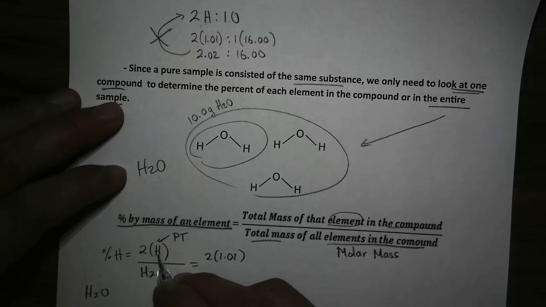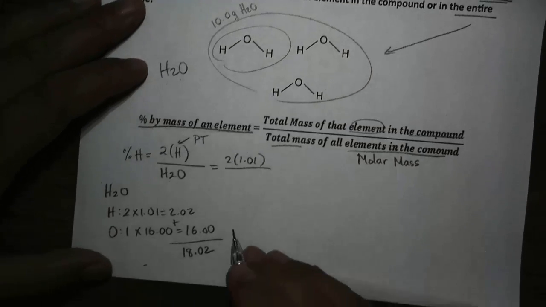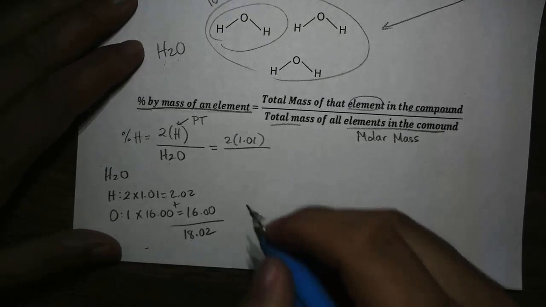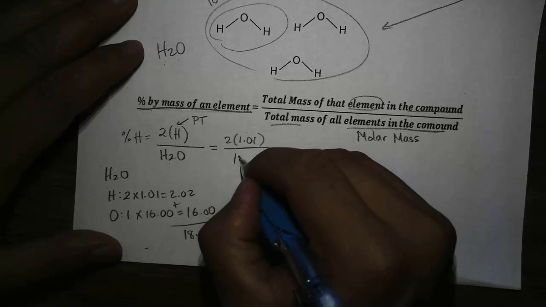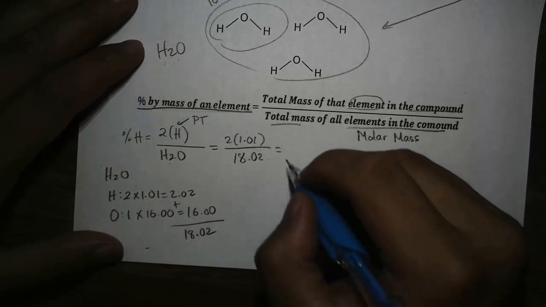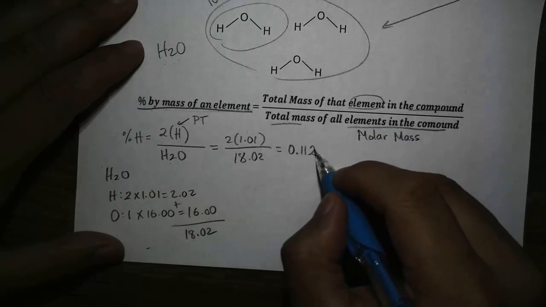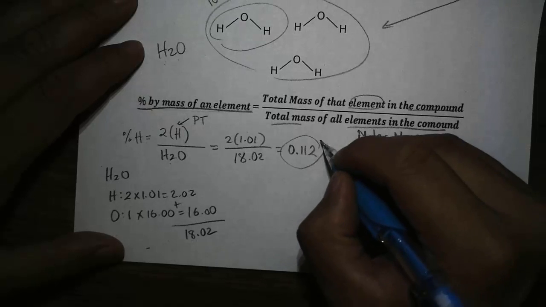So here we would have the chemical formula for H2O, and 2 times 1.01, that is the atomic mass of hydrogen on the periodic table, divided by the molar mass for water. In this case, it's right here, which is equal to 18.02. And if we use a calculator and we calculate it, it gives us 0.112.